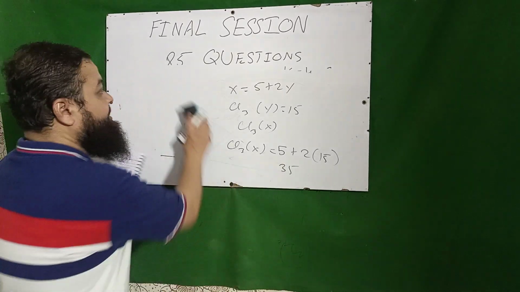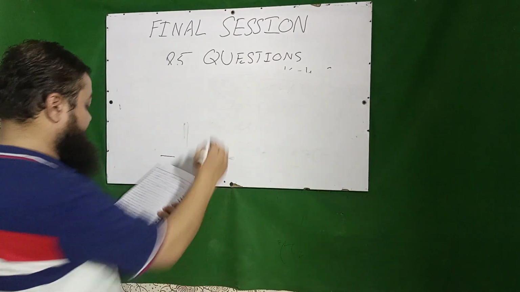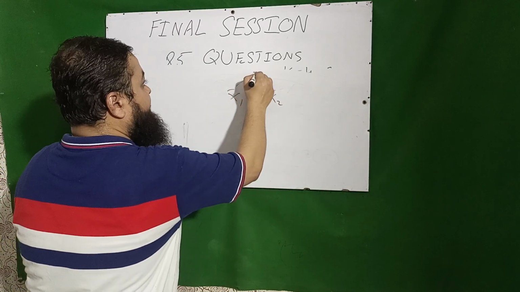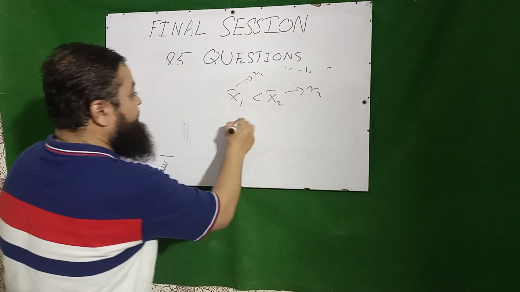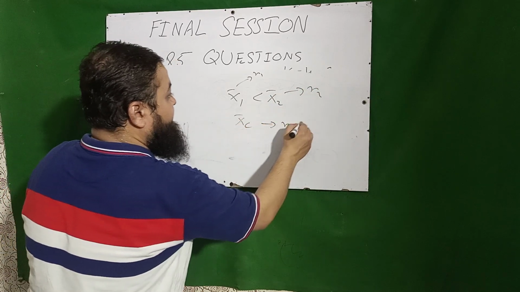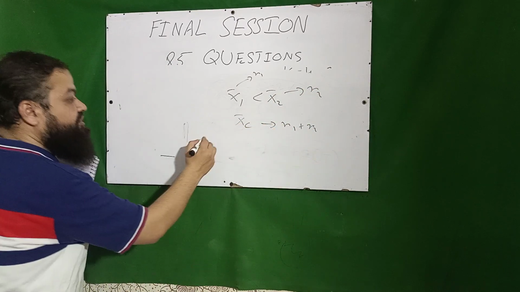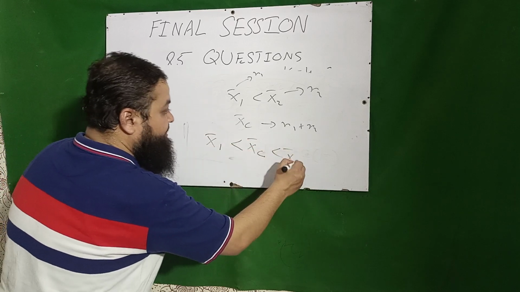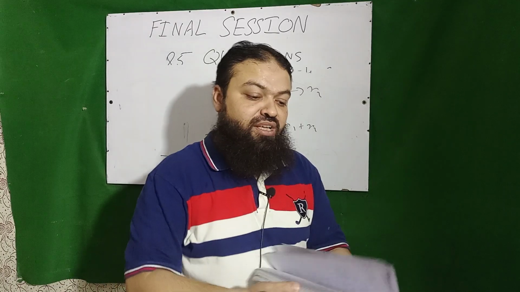Last question of today's lecture is, if x bar 1 is less than x bar 2 and it has n1, it has n2, we calculate the combined mean which has n1 plus n2, then what will be the relationship? X bar 1 will be less than x bar c, less than x bar 2. A very important question.